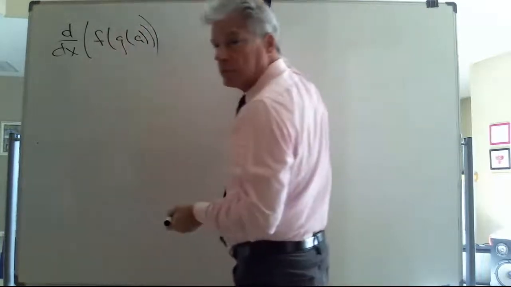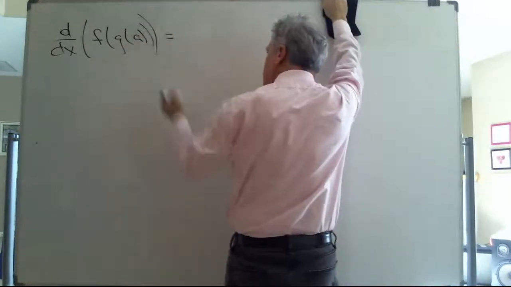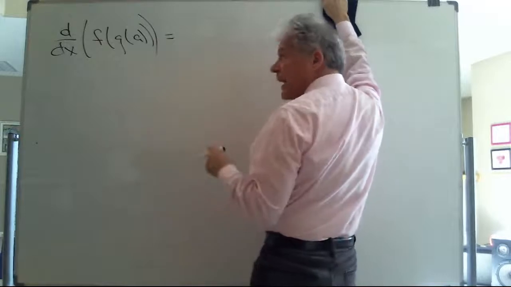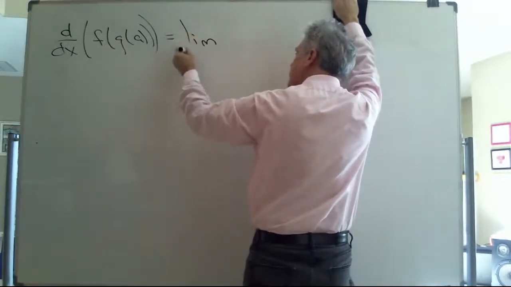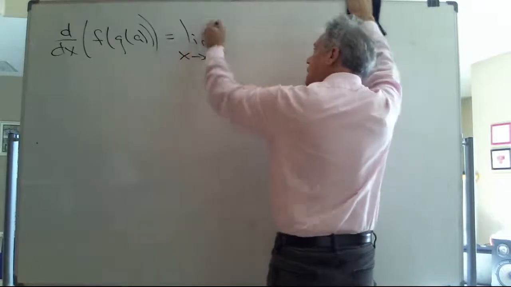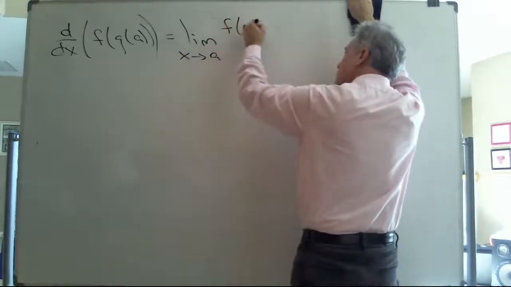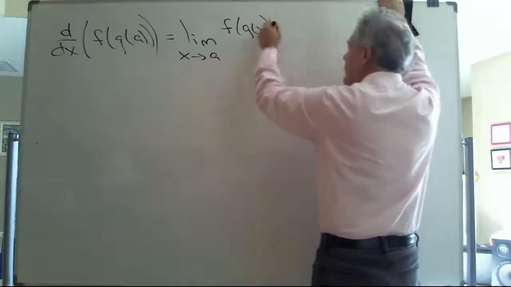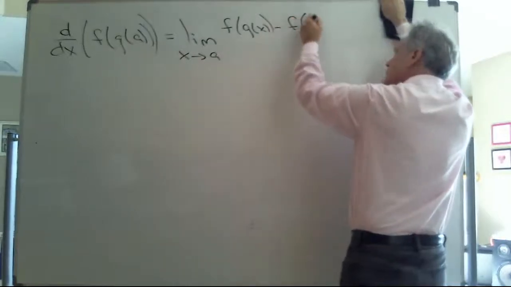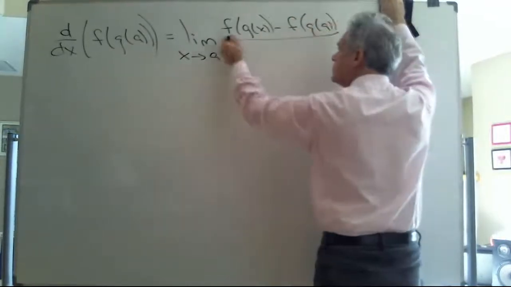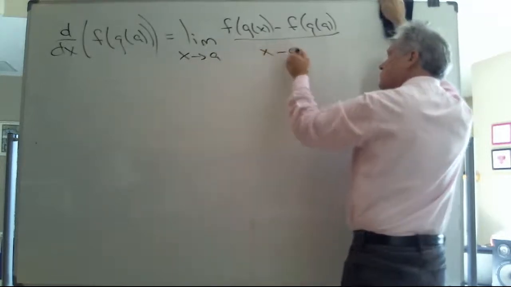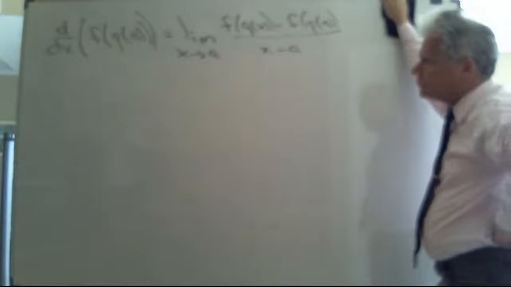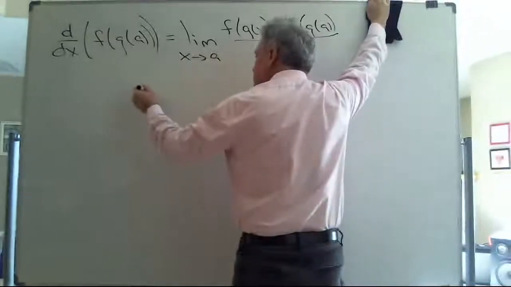I'll call it a. By one of my definitions of the derivative of some function at a given value of x, I will look at the limit as x approaches a of this function evaluated at x minus that function evaluated at a, all over just simply the inputs being subtracted. But I think that's the same thing as this.